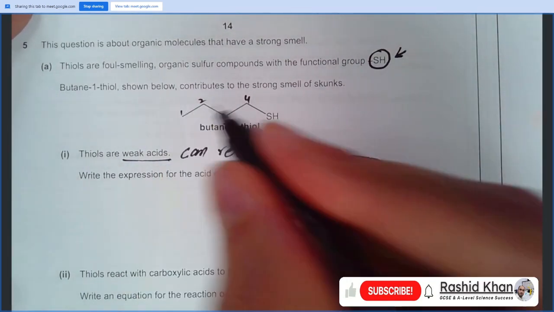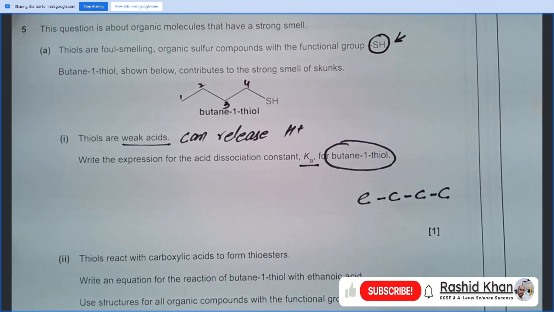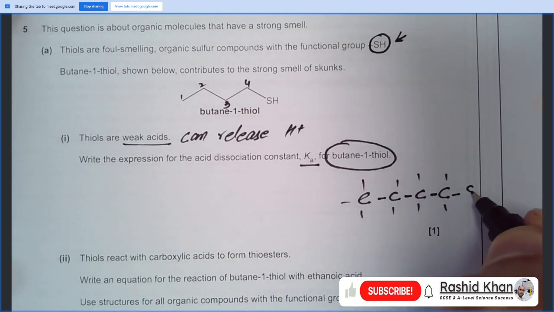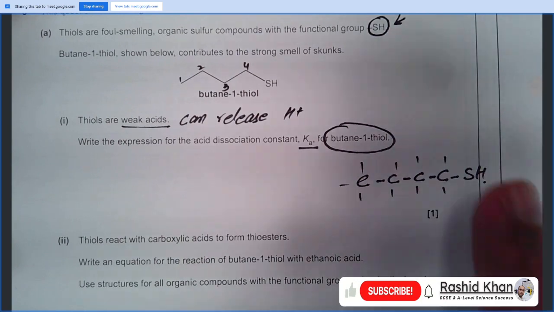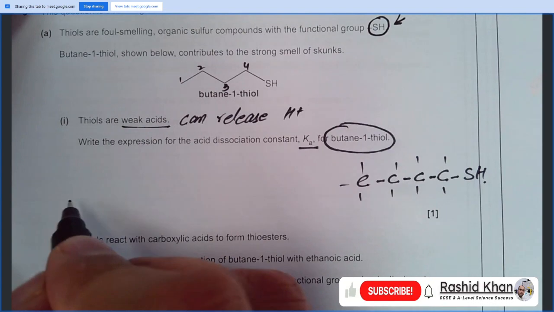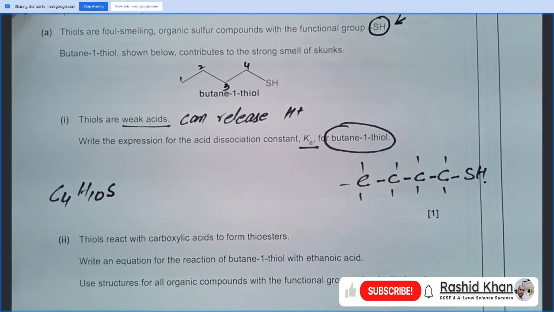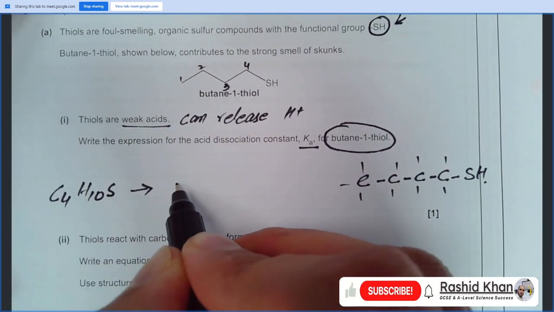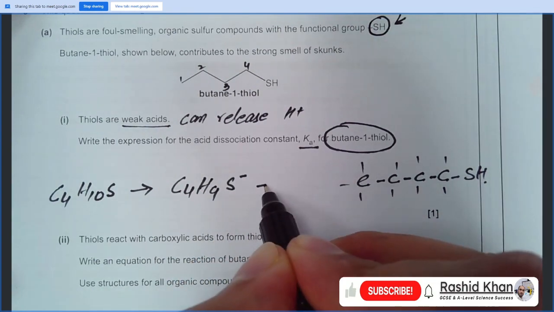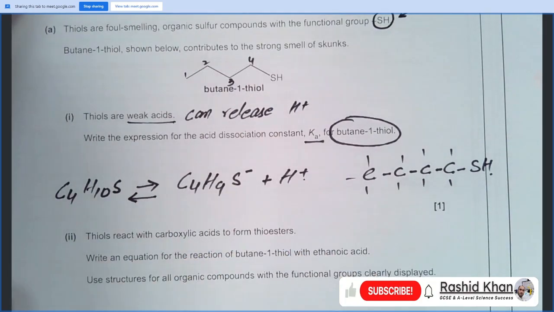Butane 1-thiol, I'll say 1, 2, 3, 4 carbon atoms. Agreed? Now, if I write it down as a molecular formula, what will it be? 1, 2, 3, 4, C4H10S, which will then change into C4H9S minus plus H plus. But this will be a reversible reaction.